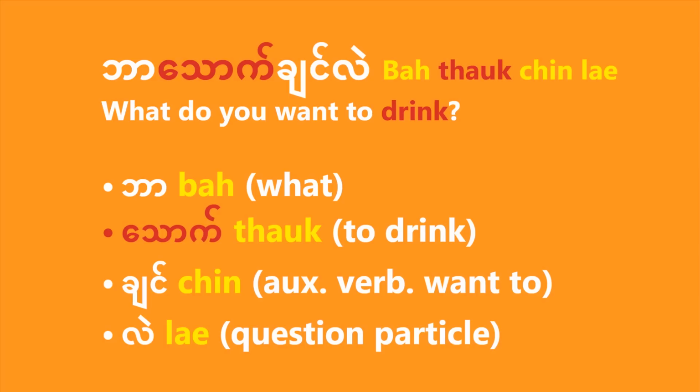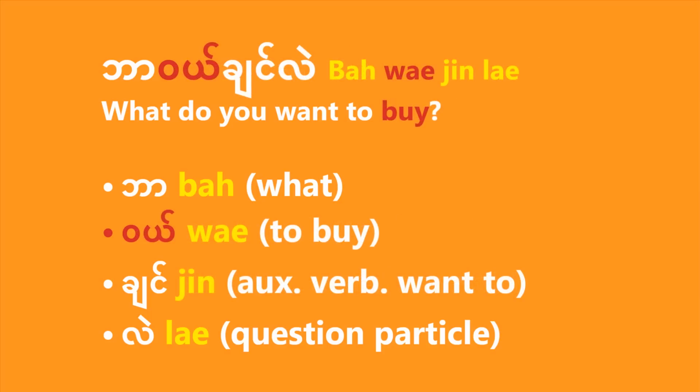And by the same token, the verb to buy is where. If you're strolling past a shop or a vendor and you're picking up things and examining items on display, the shopkeeper is most likely going to ask you, ba where jin le? One more time. Ba where jin le? That is, what do you want to buy?